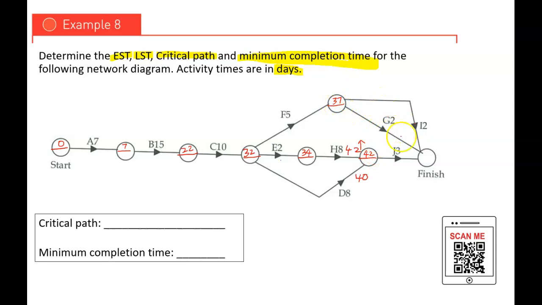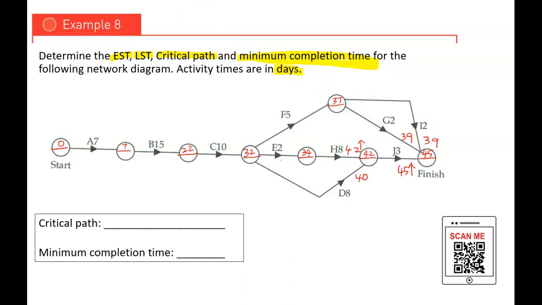37 plus 2, I have a 39 here. Same goes to the next one. And 42 plus 3, I have 45. So between 39, 39, 45, which value would have been chosen? Again, for EST, I'll go for the highest value, which is 45.